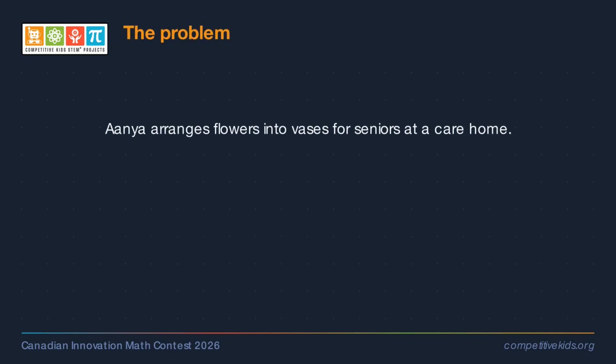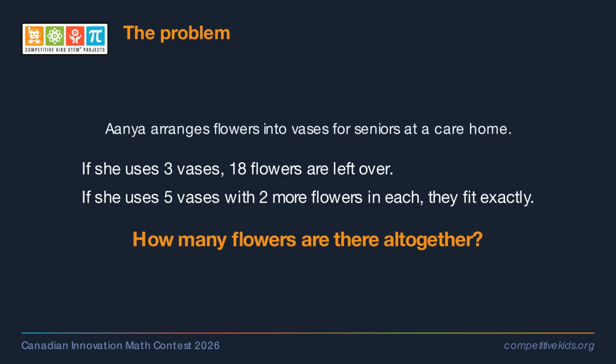Anya arranges flowers into vases for seniors at a care home. If she uses 3 vases, 18 flowers are left over. If she uses 5 vases with 2 more flowers in each vase, they fit exactly. How many flowers are there altogether?